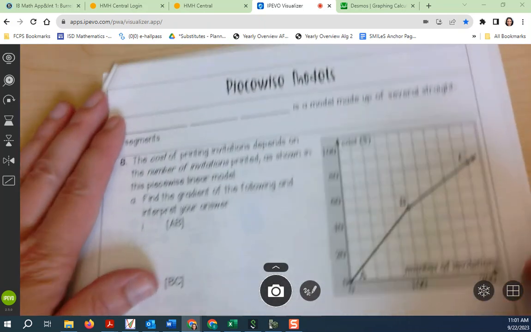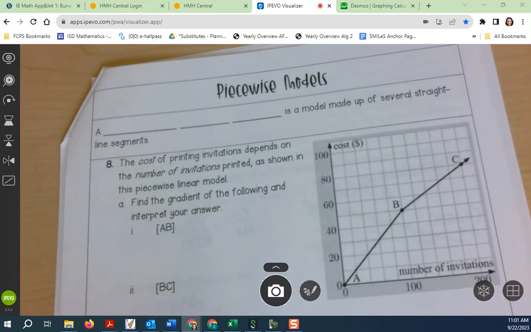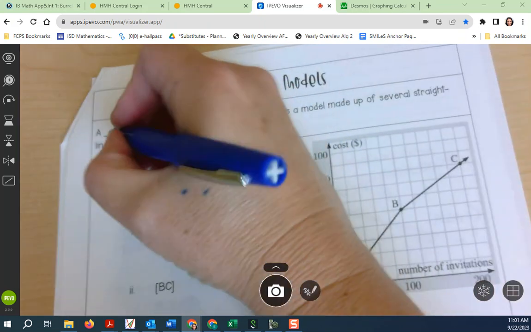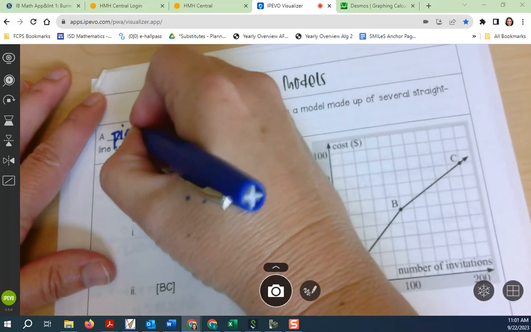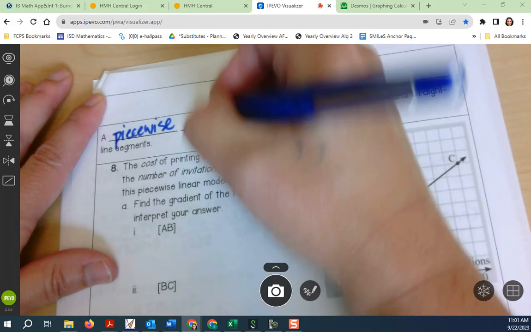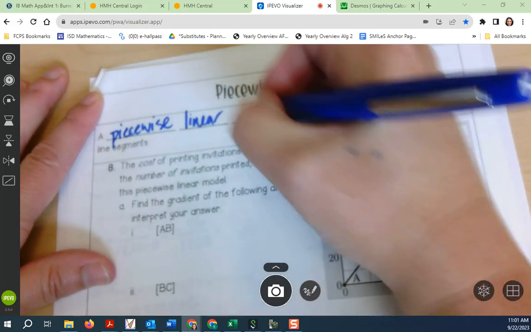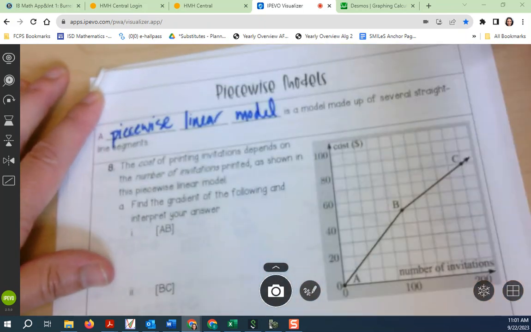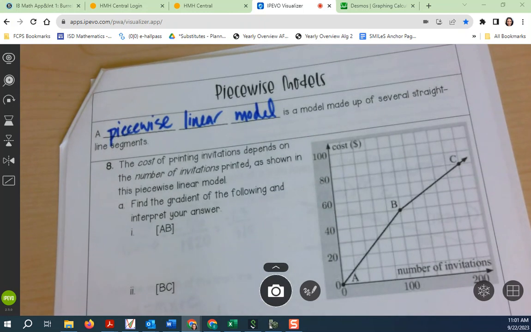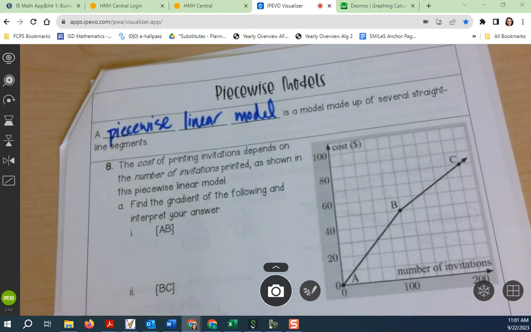All right, piecewise models. A piecewise linear model is a model made of several straight line segments. All right, here's our problem. The cost of printing invitations depends on the number of invitations printed, as shown in this piecewise linear model. Find the gradient of the following and interpret your answer.